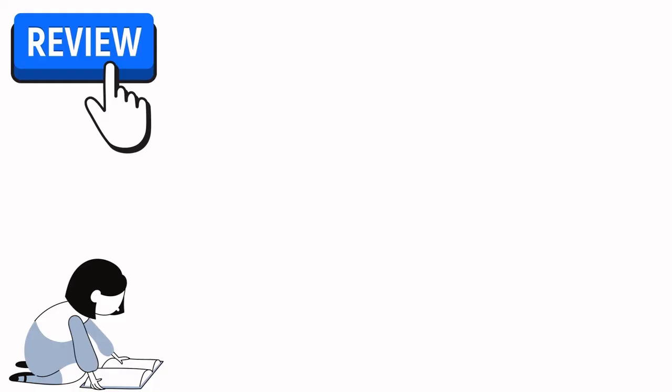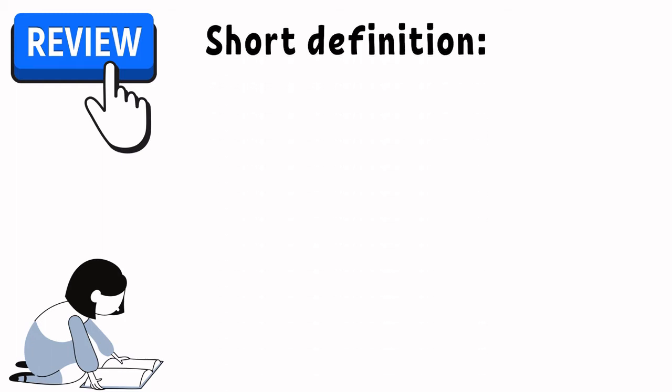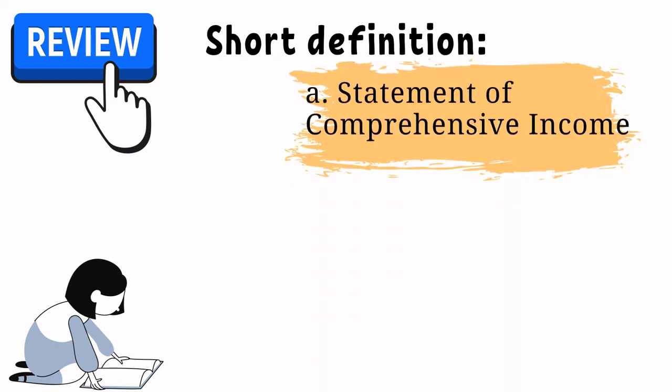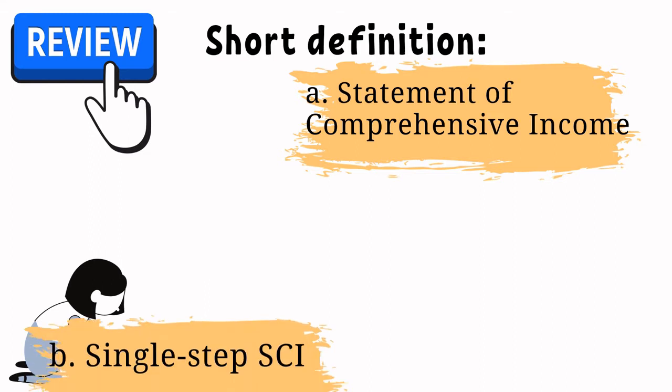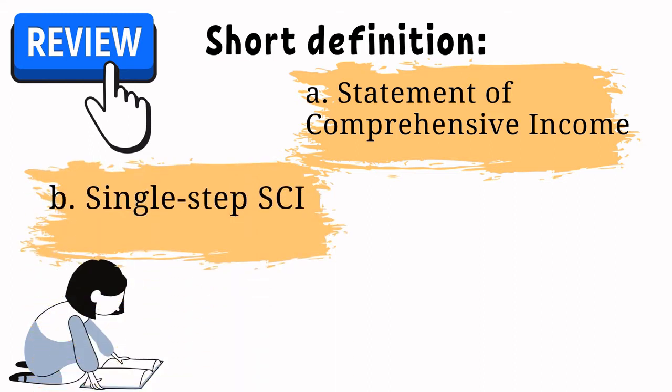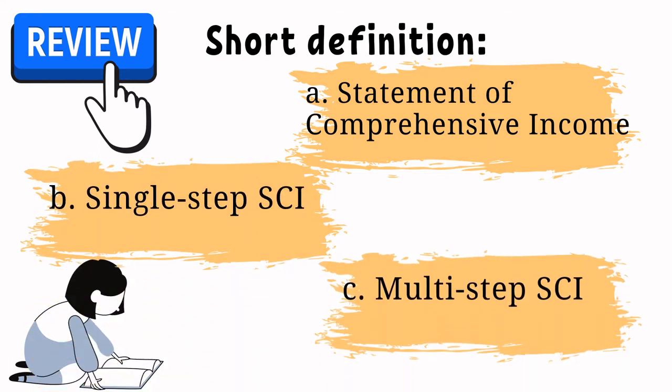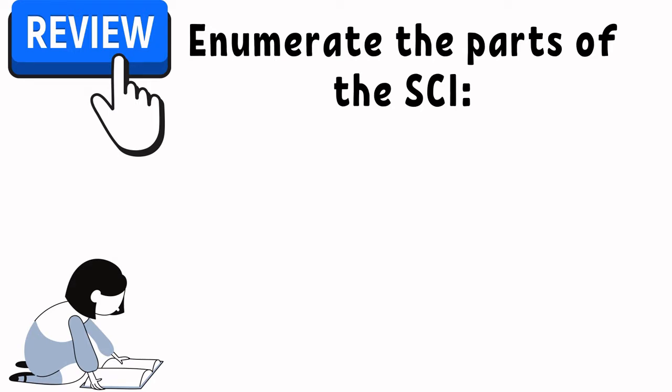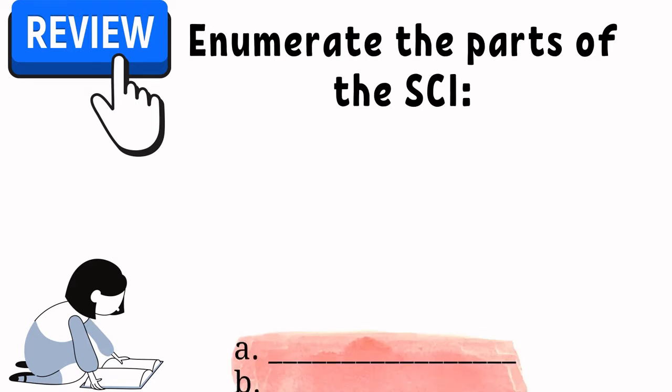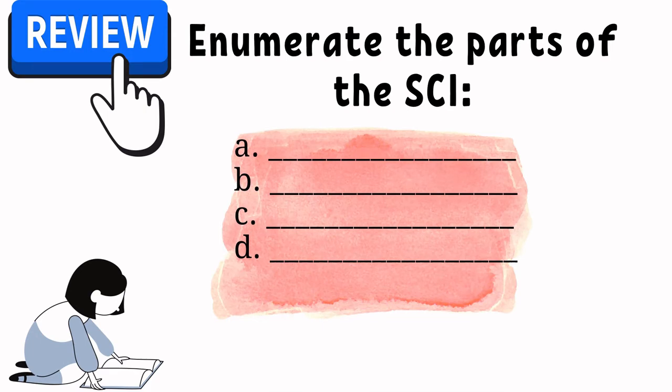Pero bago tayo mag-discuss about SCE, dating gawin muna tayo. Let's have a short review of what we've learned last time. In your answer sheets, write a short definition of the following. A. Statement of comprehensive income. B. Single-step SCI. And the third one, multi-step SCI. Next, enumerate the parts of the SCI. There are 4 parts and write it in your answer sheet.